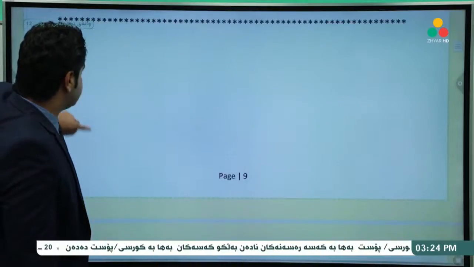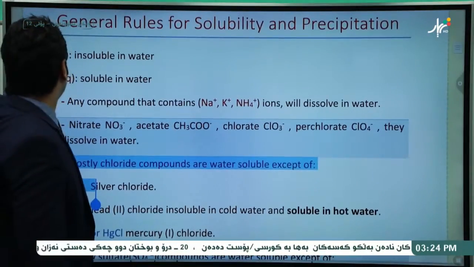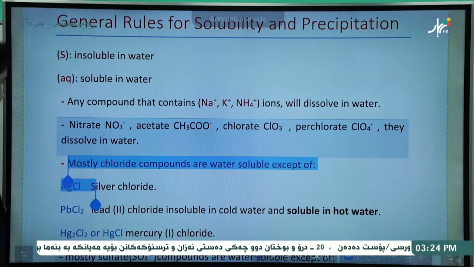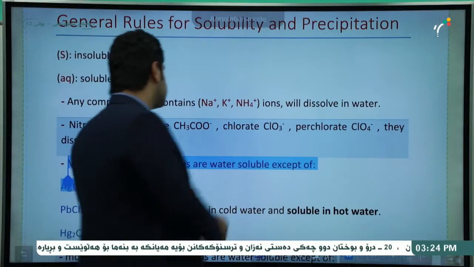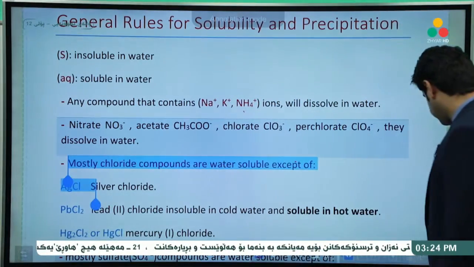So these are the same. Okay. Now we have rules for the solubility. General rules for the solubility. We have some compounds, you should recognize them, that they can dissolve in water or not.